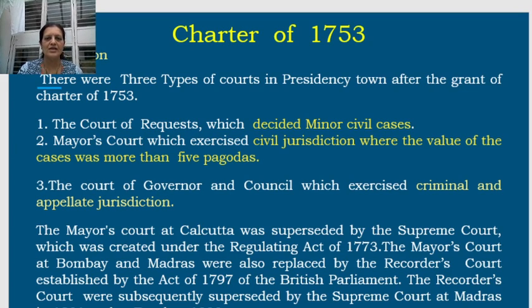So with this, I have completed the provisions of the Charter of 1753.